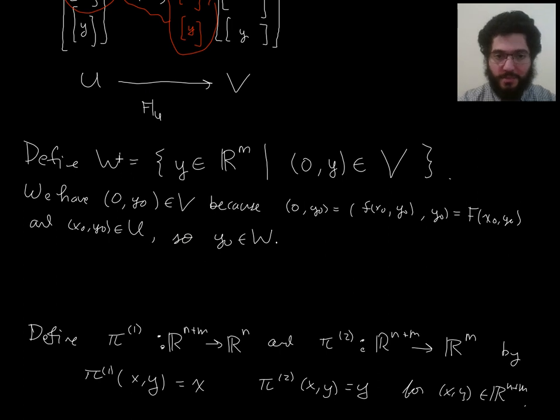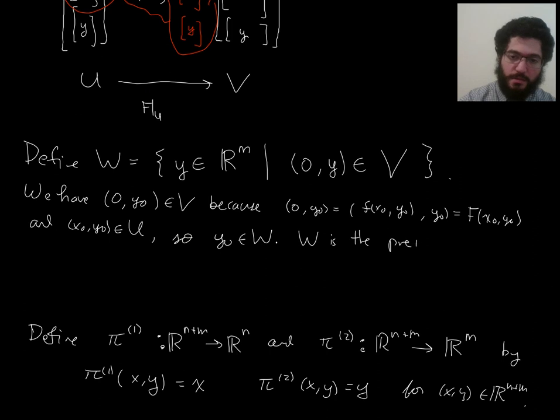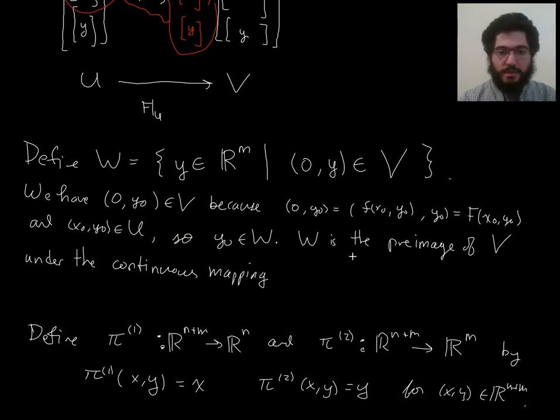And why is W open? I think W is open because V is open, and W is the preimage of V under a certain mapping that I hope I can show is continuous. So W is the preimage of V under what mapping? The mapping y goes to 0, comma y.